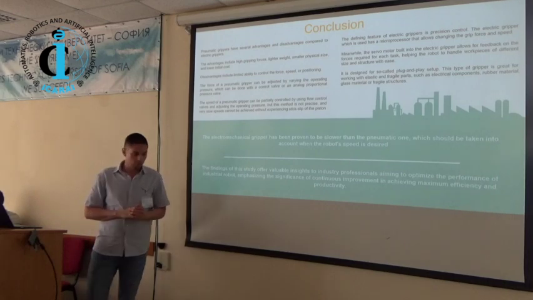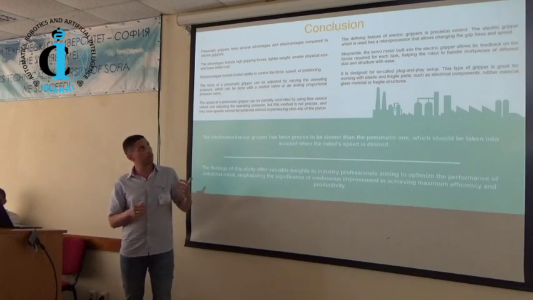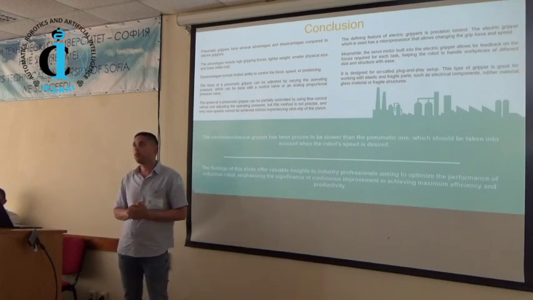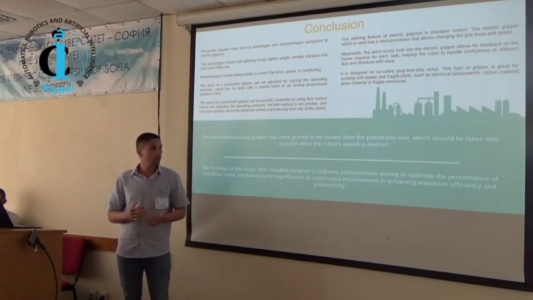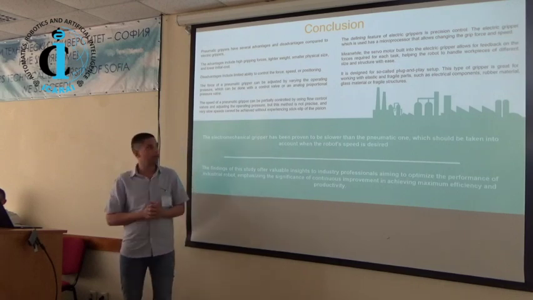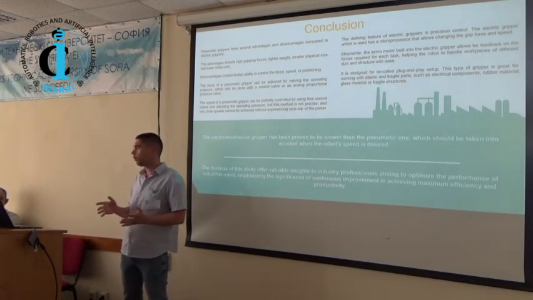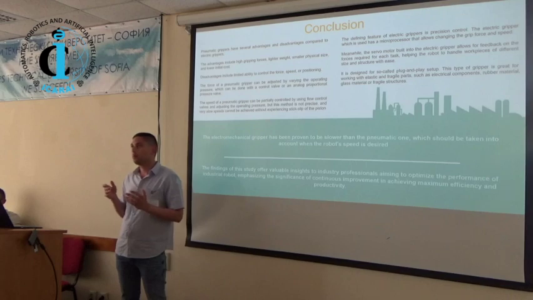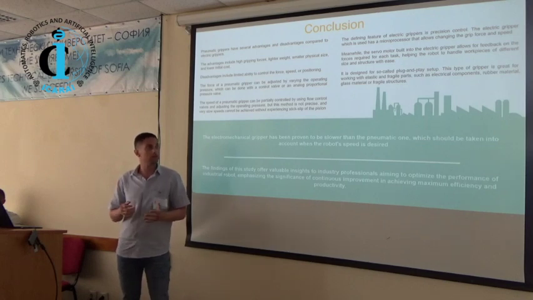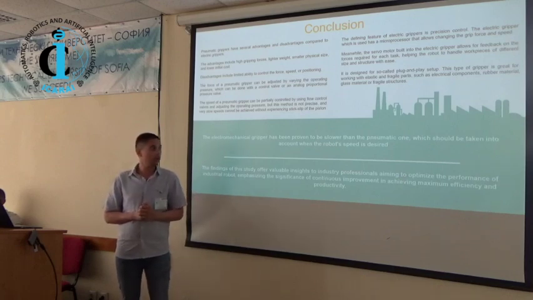And as a conclusion, both of the grippers have different cycle times, as you saw in the table. But the cycle time of the grippers cannot be the only reason to choose one over the other. For one real process, for one real manipulation of a part in the industrial environment, you must choose which one to use, and it mostly depends on the type of part you manipulate, the material from which the part is made, because if it's very soft or very breakable, you won't use a pneumatic gripper, you most probably use electromechanical ones.